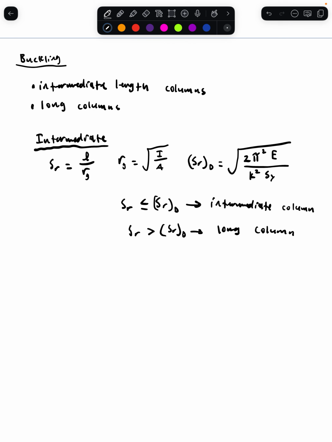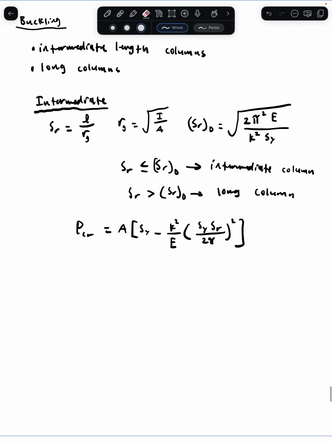To find the critical load on an intermediate column, this is the equation. Critical load equals the area multiplied by yield strength minus k squared over elasticity, times yield strength times slenderness ratio divided by 2 pi, and that's squared. So that's how you get your critical load for an intermediate column.